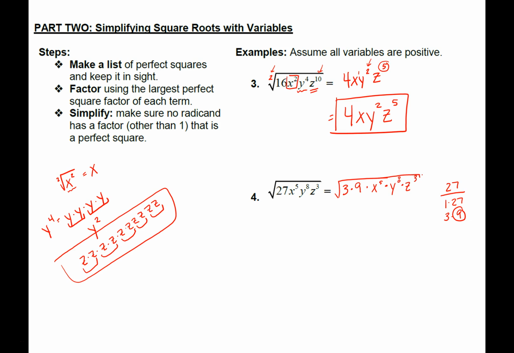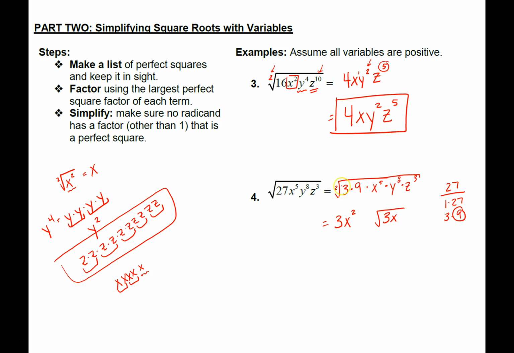All right, let's break down these pieces. The square root of 3 does not simplify, so I'm going to leave that inside of my radical. The square root of 9 is 3. The square root of x to the 5th. 5 divided by 2 doesn't quite work, but 4 divided by 2, that's 2, right? So that means that x squared is going to come out, and that dealt with the first 4 of those x's, right? That's that one and that one. This 5th one doesn't have a partner in this game, so he stays inside.